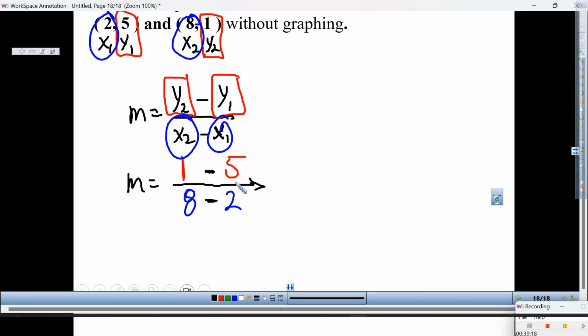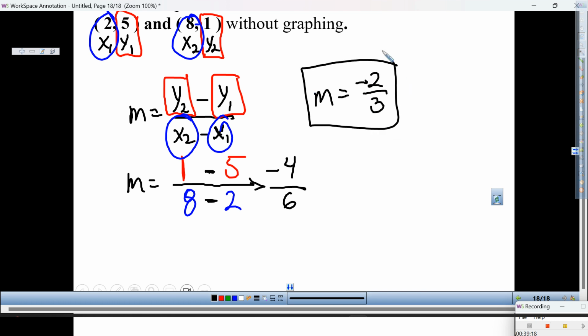All right, let's see. What is 1 minus 5? That's negative 4. What is 8 minus 2? That is 6. My brain's going a lot faster than me. Therefore, can I simplify this fraction? So the slope is negative 2/3.